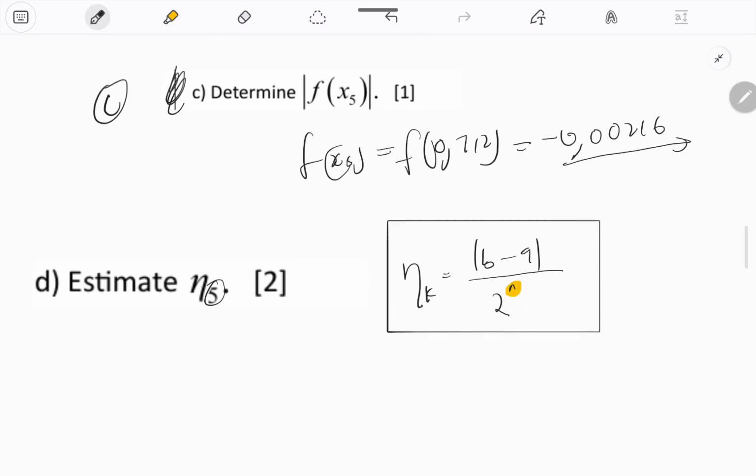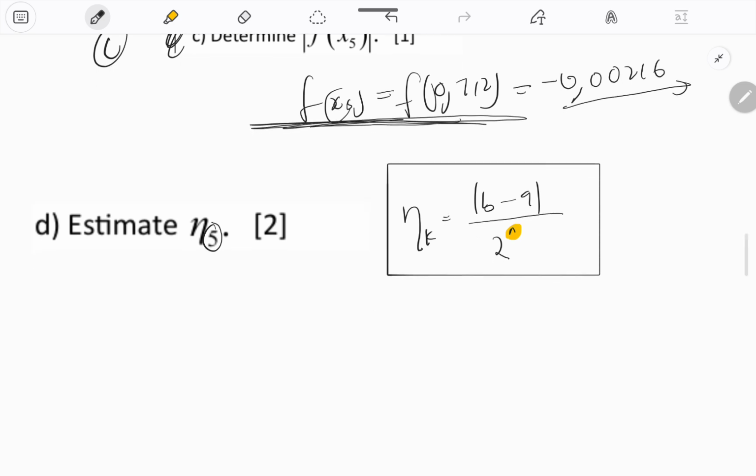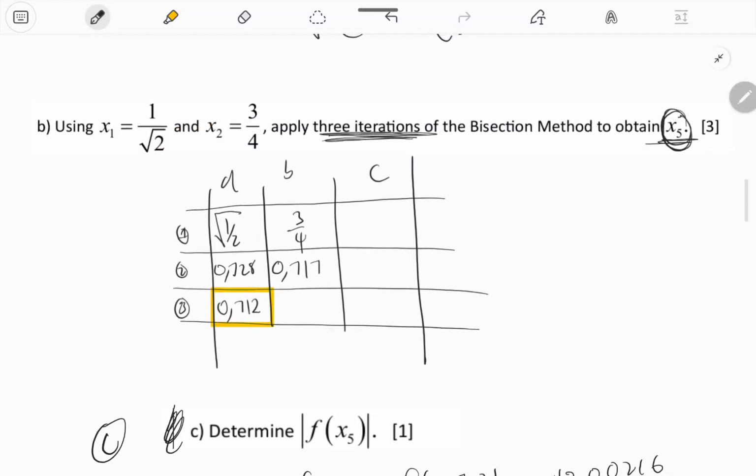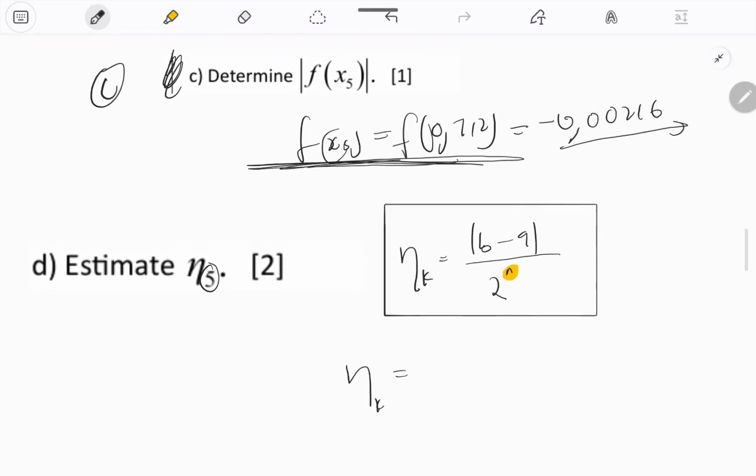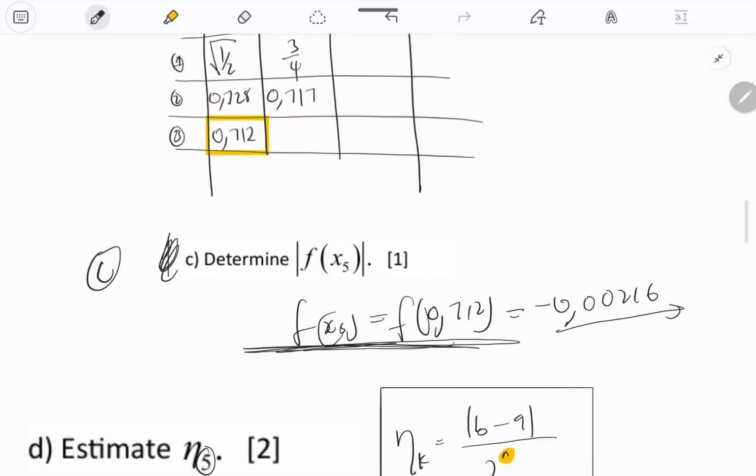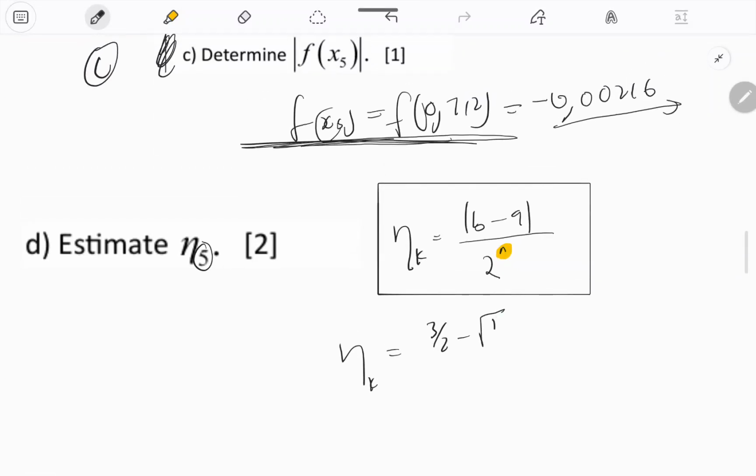Why is it not? Actually it's easy. They're trying to find the error at x5. The numerator is where we started, b minus a, which they already gave us. That was our b minus a: 3 over 2 minus the square root of 1 over 2, all over 2.